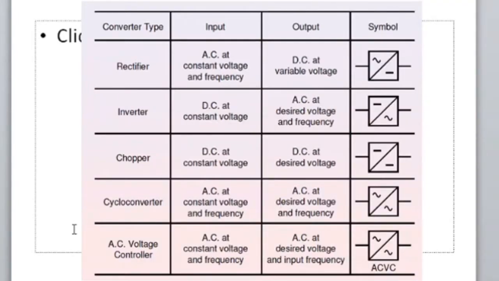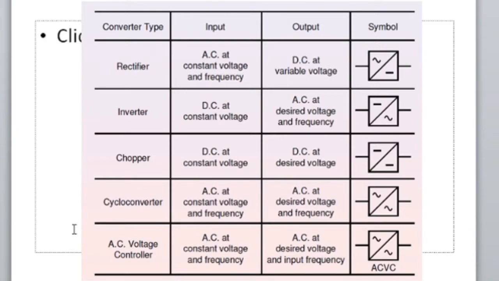Cyclo converter is a device which converts fixed AC to variable AC. But the main function of the cyclo converter is to change the frequency. Inverter I want to use where I want to control the AC. If you look, inverter and cyclo converter look the same, but the inverter's main function is to change the magnitude of the voltage, while the cyclo converter's main function is to change the frequency. The functioning of the cyclo converter is different from that of the inverter.